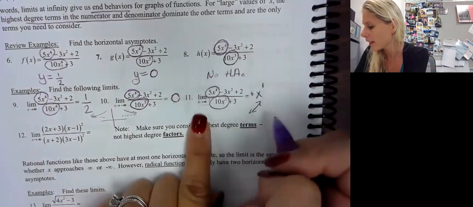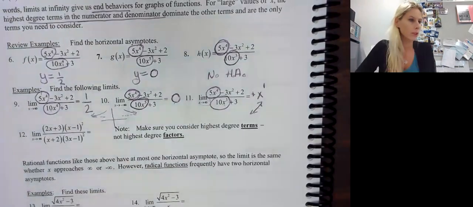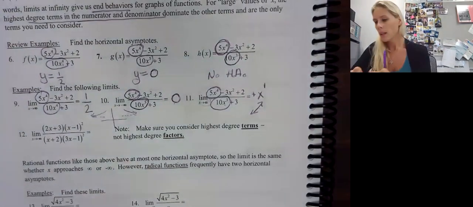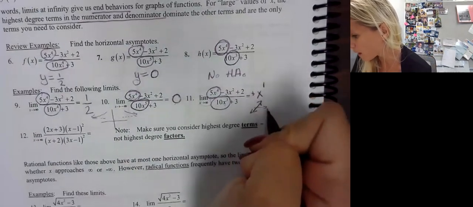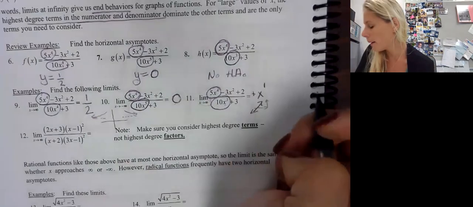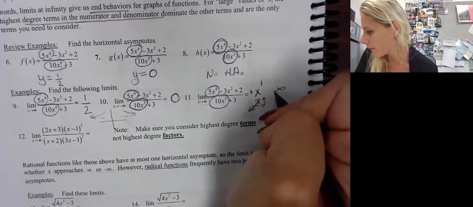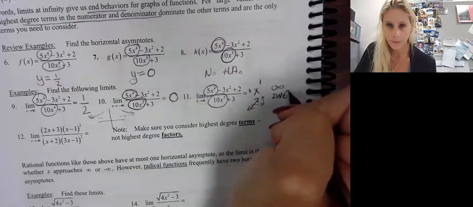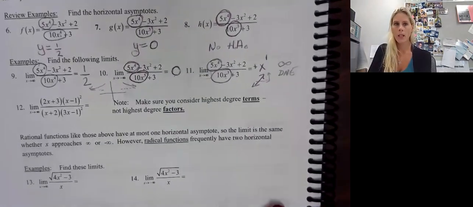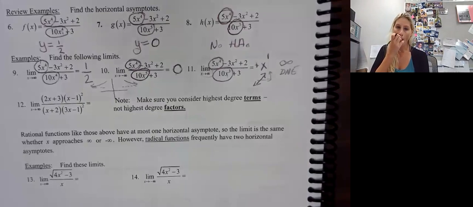And since it's infinity, let me do a different color. As we go to the right to infinity, where is our graph going? It is going up. So our answer is either infinity or does not exist. Either one's fine. All right, number 12.